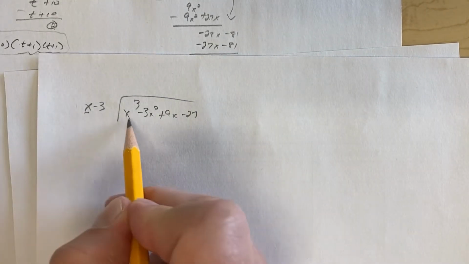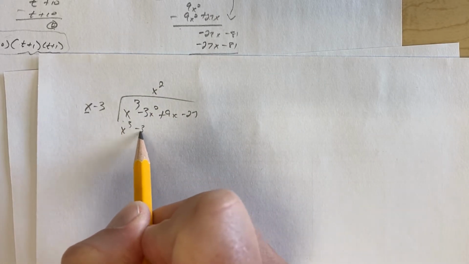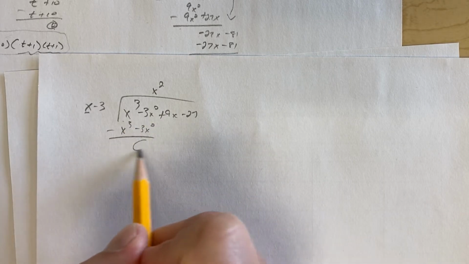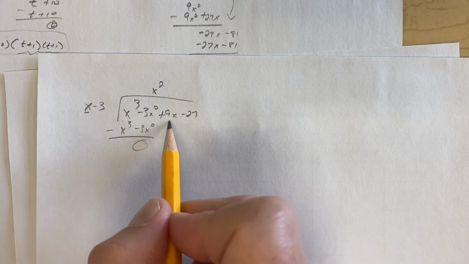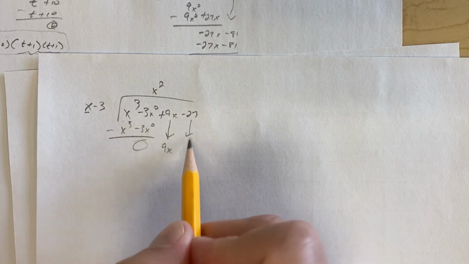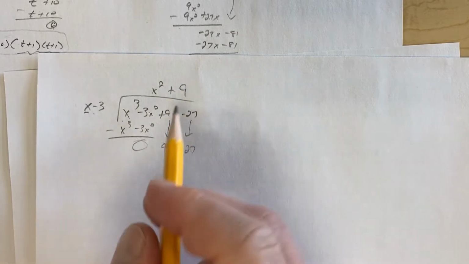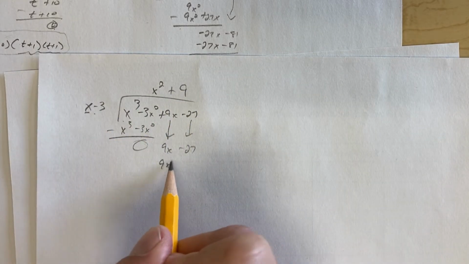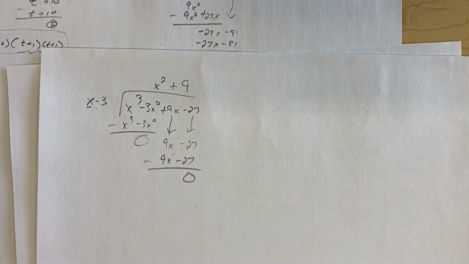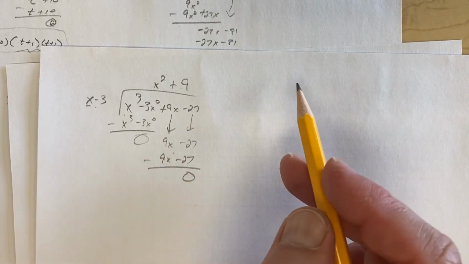To get x to turn into x cubed, we're going to multiply by x squared. That gives us this right here. This actually goes away, zeroes out. So then I can bring 9x down, and I'm going to bring the negative 27 down. What do I have to multiply to equal that? I multiply by positive 9. And that's going to give me 9x and then minus 27. Subtract, and there's our 0. Okay? So we end up with x squared plus 9 left over.